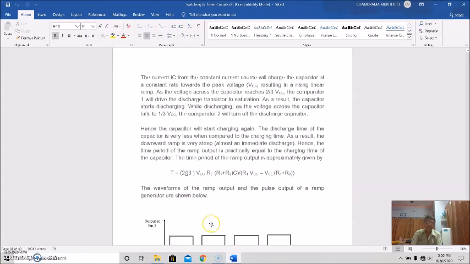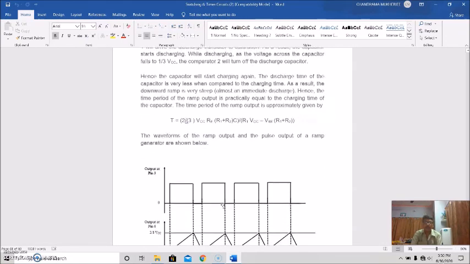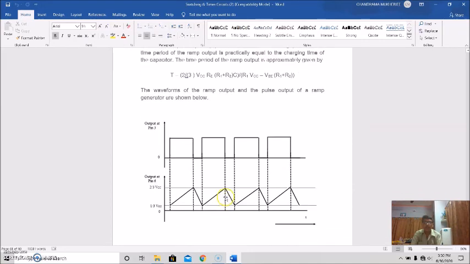And the waveform of the ramp output and the pulse output of a ramp generator are given here. So this is the waveform, the output at pin 3, and this is the output at pin 6. So that is steeply rising from 1/3 of VCC to 2/3 of VCC, and then it's like a ramp generator.